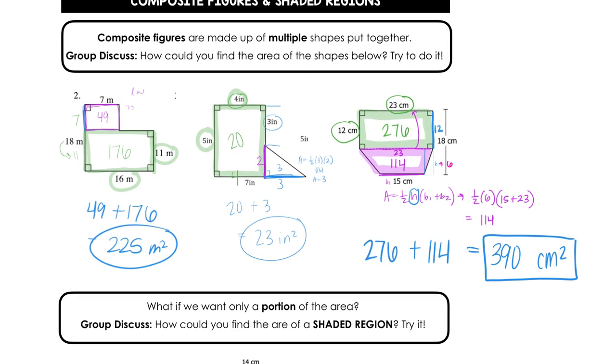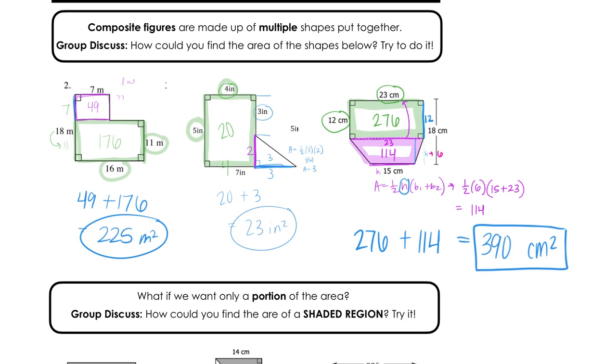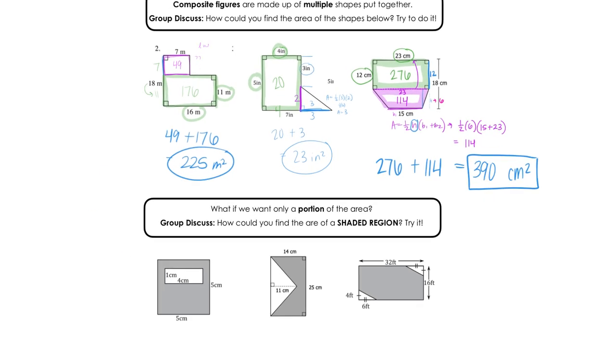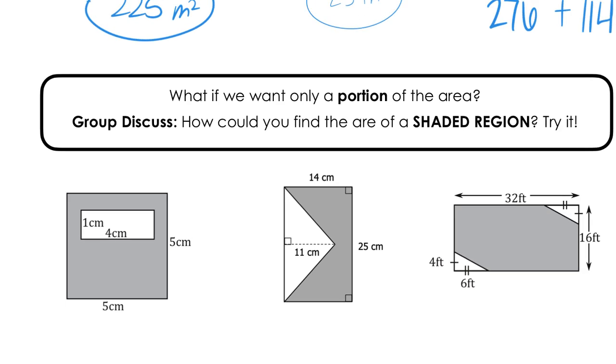Okay, so that's how we deal with composite shapes. You just add them together. Find the area of each individual shape, and then you just add them together. Now we're going to talk about how to find the area of a shaded region. So what if we only wanted a portion of the shape? Instead of adding two areas, this is going to involve subtraction. So in this first example, we are only finding the area of the shaded region for all of these.